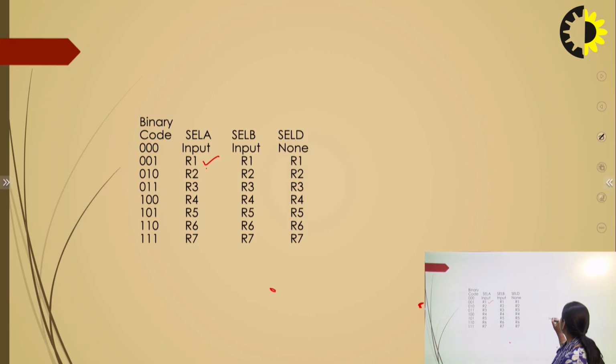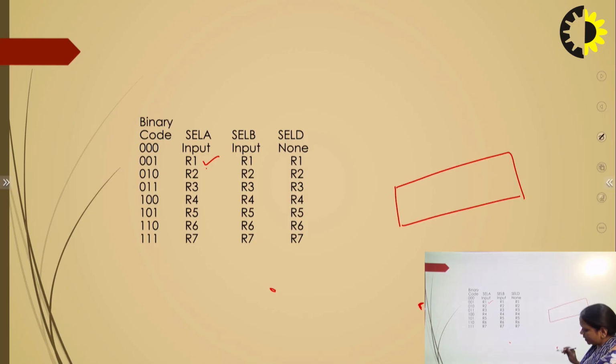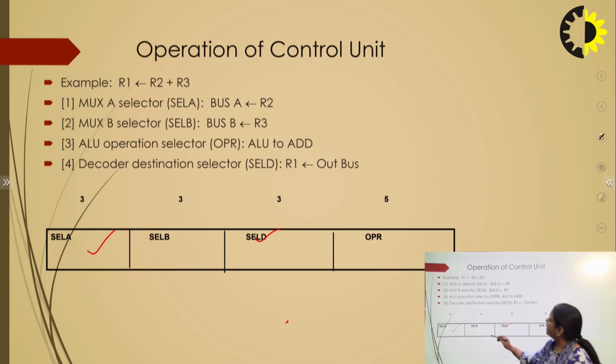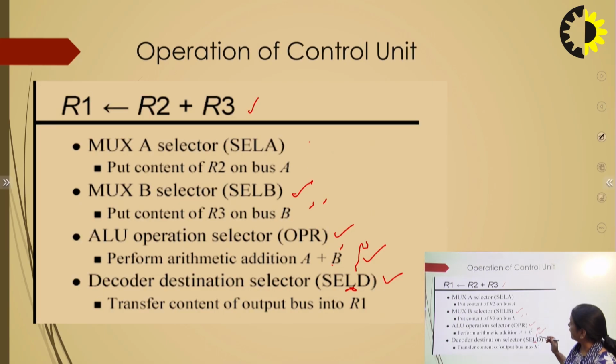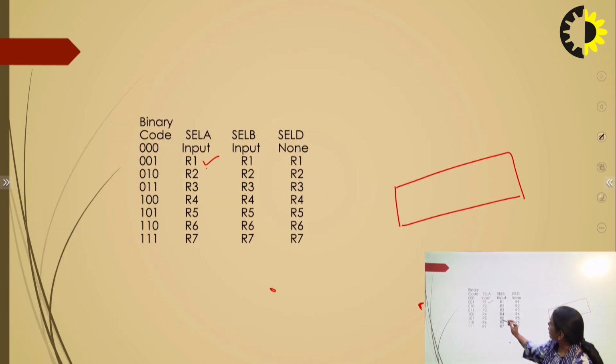Now we want to design the control word here. Firstly, we need SELA, the selection line of A. In selection bus A we have R2. You can see here that the code of R2 is 0, 1, 0. So, this is the SELA.